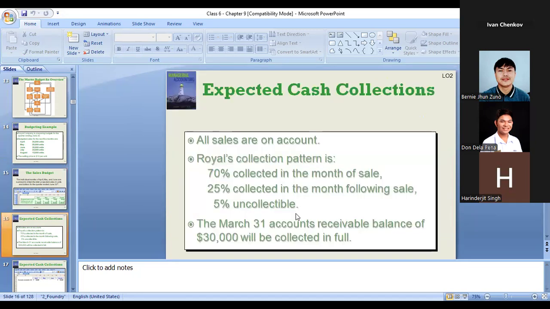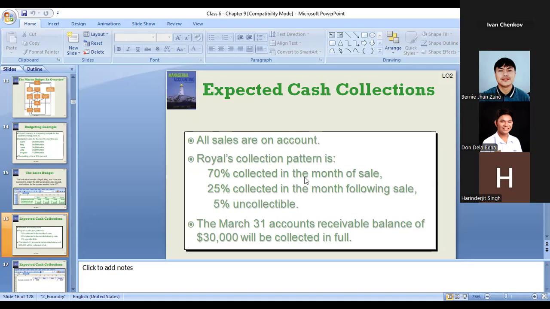Now the next thing that we have to do, since we have the sales, is see how we're going to collect the sales. All the sales are on account. What does that mean? That means we're not collecting the cash right away. When are we going to get the cash? When the customer pays. How does the customer pay? 70% of the sales are collected in the month of sale.